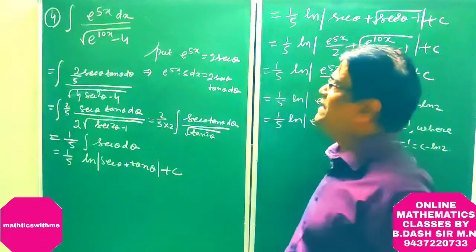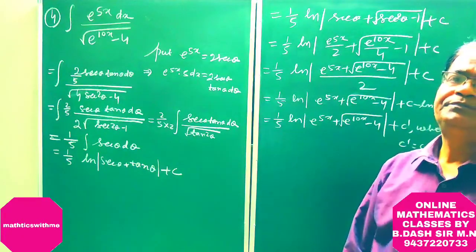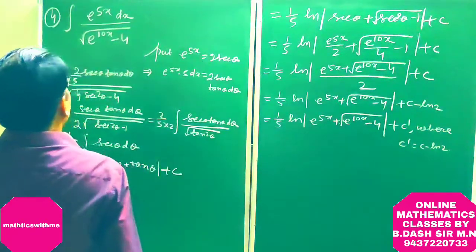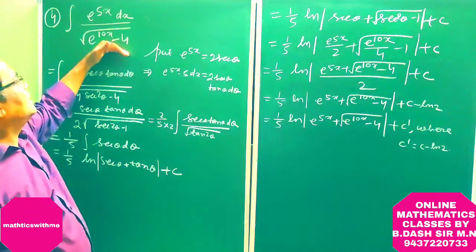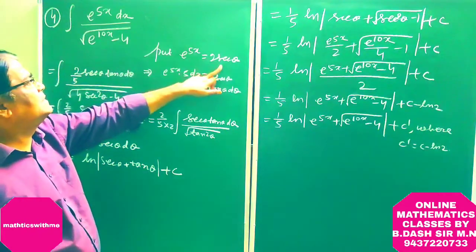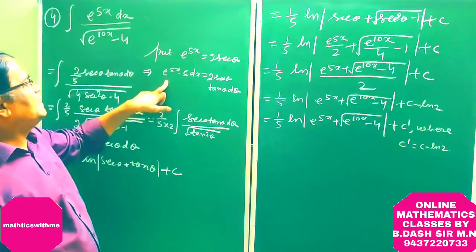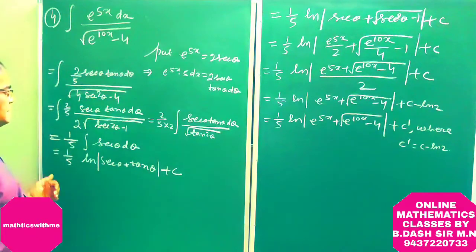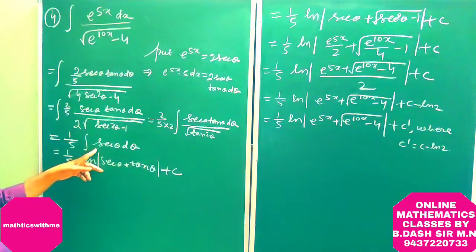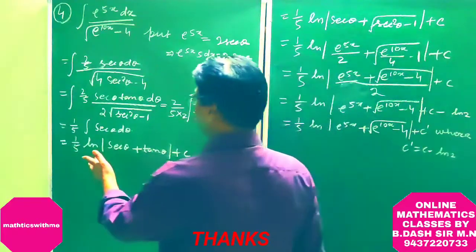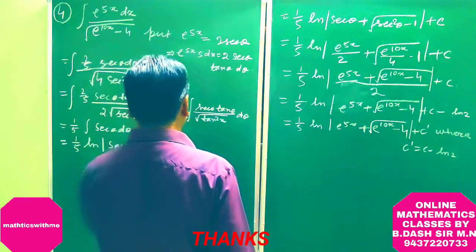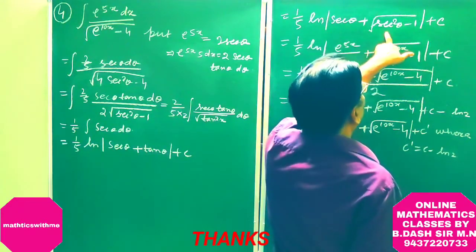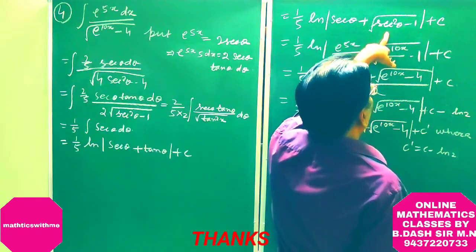So here we have to integrate e^(5x) dx by √(e^(10x) − 4). In order to integrate this, we put e^(5x) = 2 sec θ, then e^(5x) · 5 dx = 2 sec θ tan θ dθ. Now putting the value, after simplification this is equal to 1/5 integral of sec θ dθ. This equals 1/5 ln |sec θ + tan θ| + c, which is 1/5 ln |sec θ + √(sec² θ − 1)| + c.